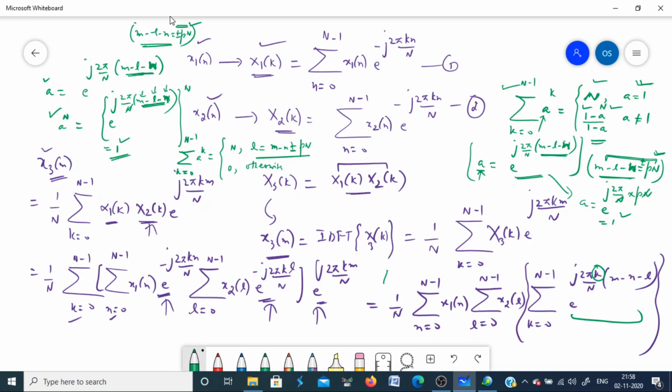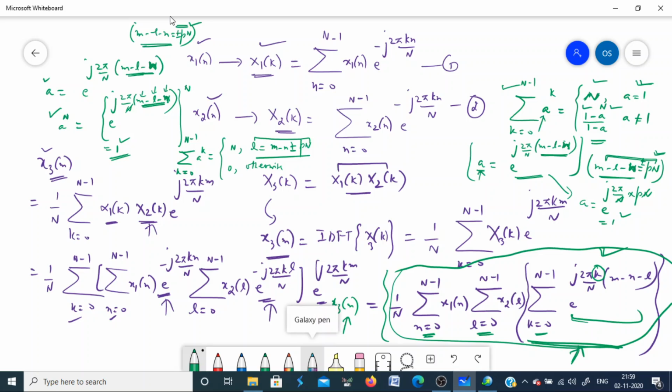so when you open this entire series, you will see that this is x3 of m. You put some value of m here, and for that value of n, then you run a series for m, then you run a series for l, then you run a series for k. Okay, and when this condition is satisfied, that l is equal to m minus n plus pn, in that case this entire summation will converge to capital N. Otherwise, for all other values it is 0, so as a result this entire product will be 0.